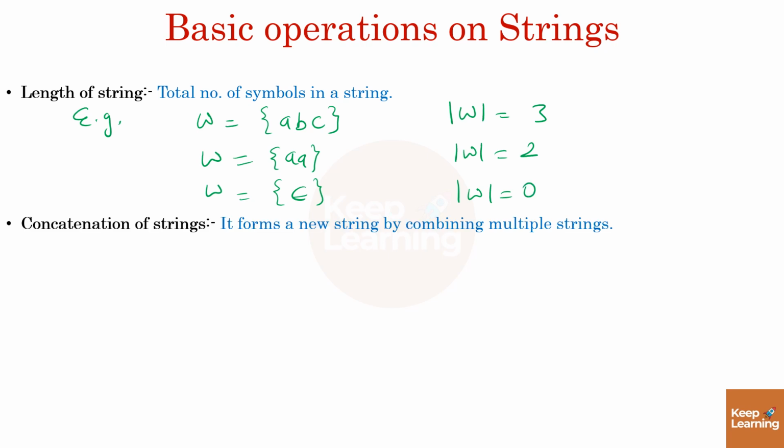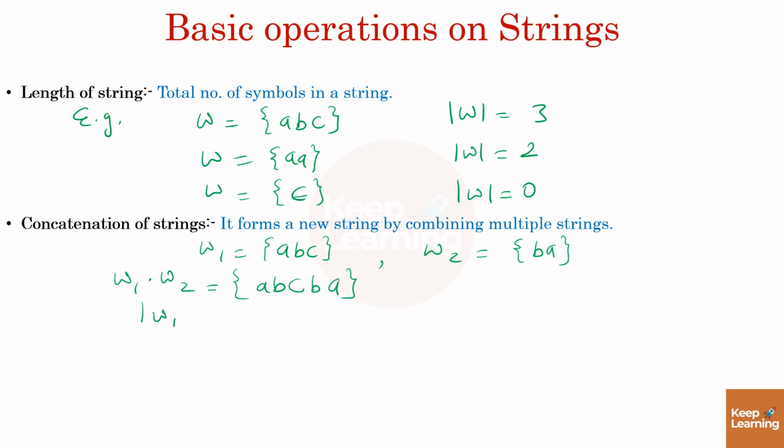Next is concatenation. So concatenation forms a new string by combining multiple strings. For example, if one of my string is ABC and the another string is BA, so concatenation को हम denote करते हैं dot से. So W1 dot W2 will be ABCBA. Length of the W1 is 3. Length of W2 is 2. So length क्या होगी W1 dot W2 की? It will be 5, which is the length of W1 plus length of W2.